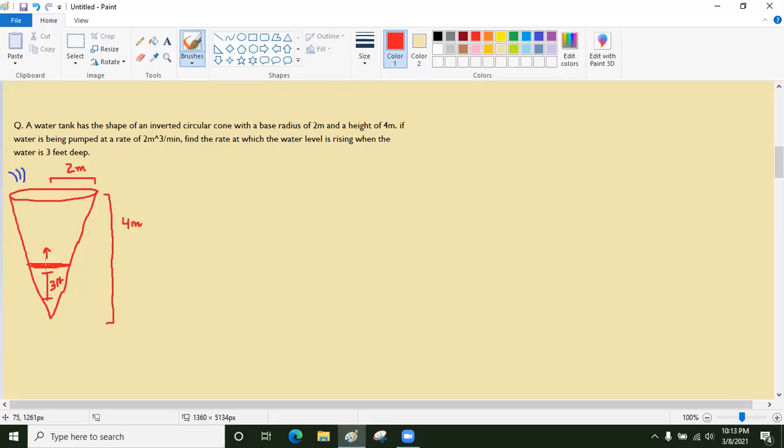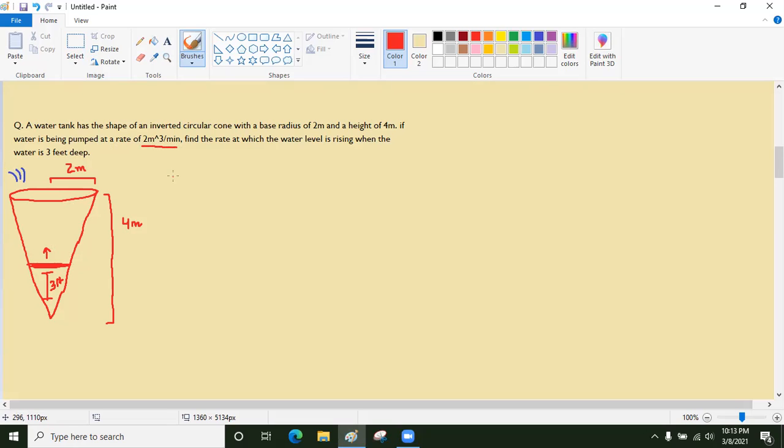And you can think of it as being the height of the cone at that particular moment, but that doesn't make too much sense in terms of what's possible, right? So we mask it in this particular context as water filling up a cone. And you can see here that it's being pumped at a rate of 2 meters cubed per minute. So it seems as though we're given a rate of change, which is in fact 2 meters cubed per minute.